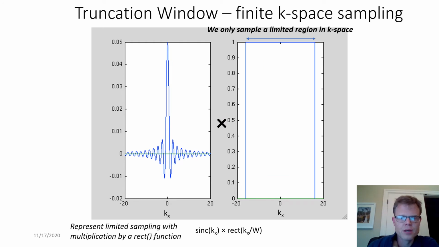But of course, in reality, we want to model the fact we're only sampling a limited or finite region in k-space. We can model this by multiplying the Fourier transform data, which is a sinc function, by a rect function. This is going to be a way for us to represent the fact that we only have finite k-space sampling.